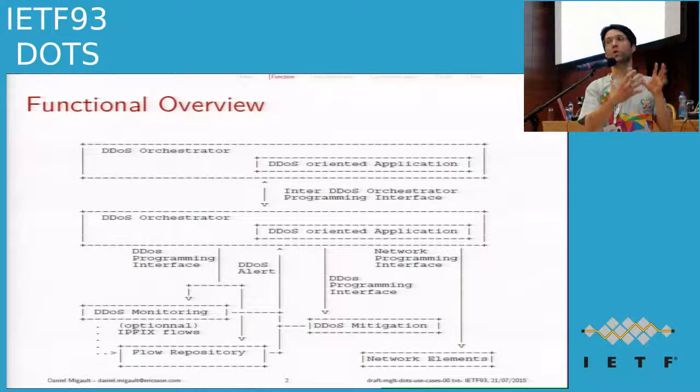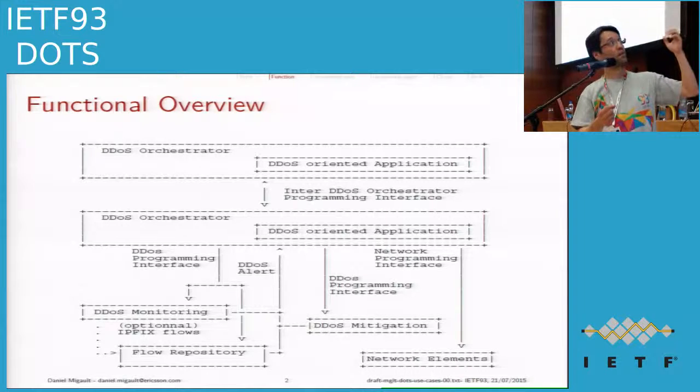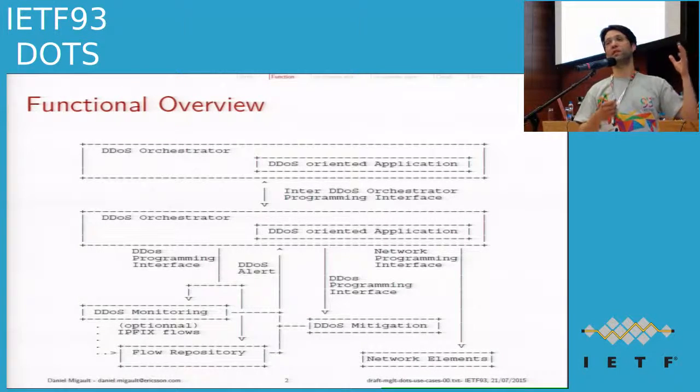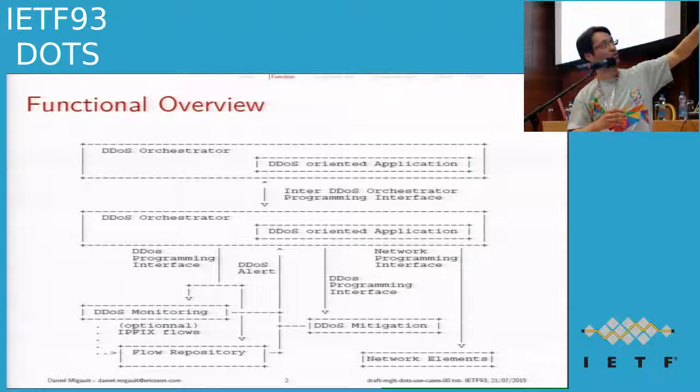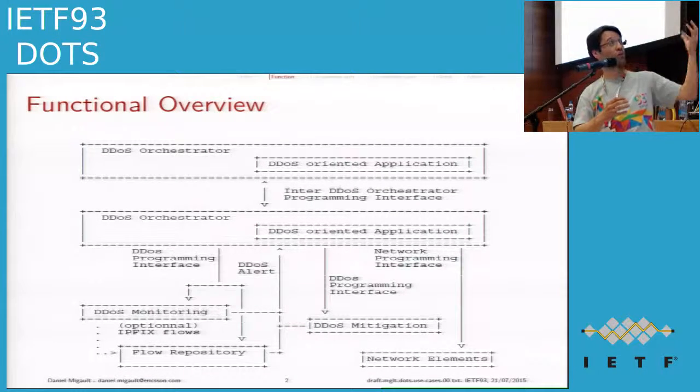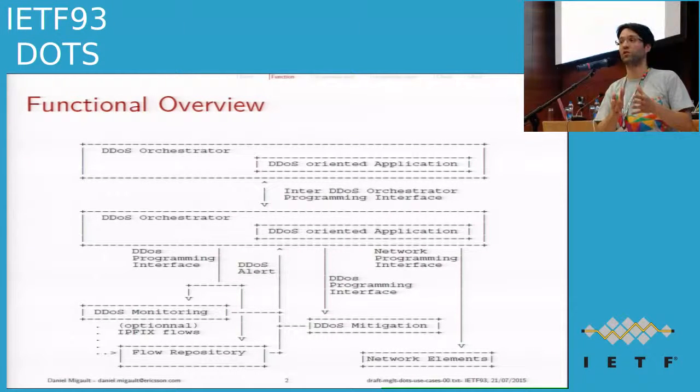So basically the idea is to define the scope of DOTS in that and what we really want to address. Probably the figure would be a little different if it had been presented before the I2NFS. Currently my opinion is that the DDoS programming interface should be part of the I2NFS, and maybe the scope of DOTS should be reduced to the alert service.